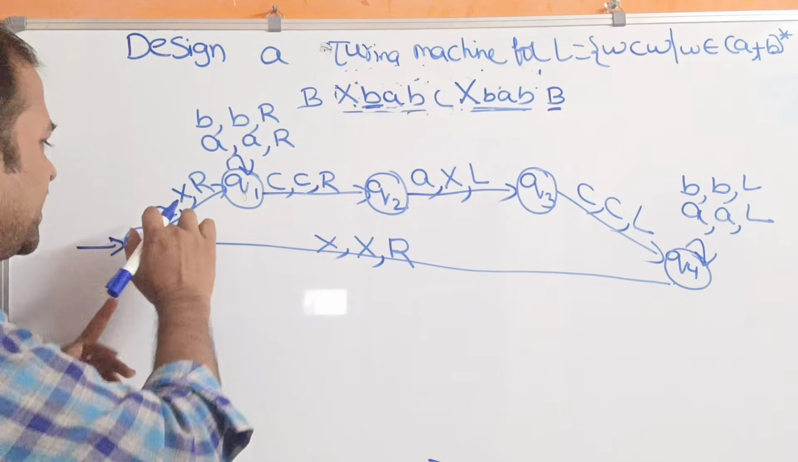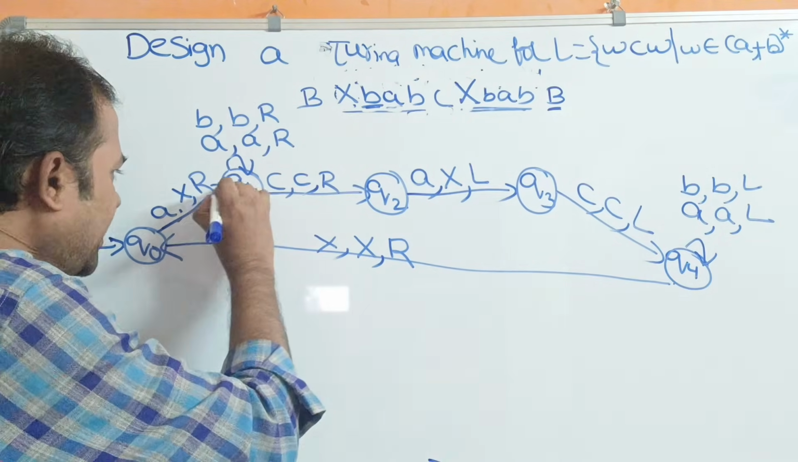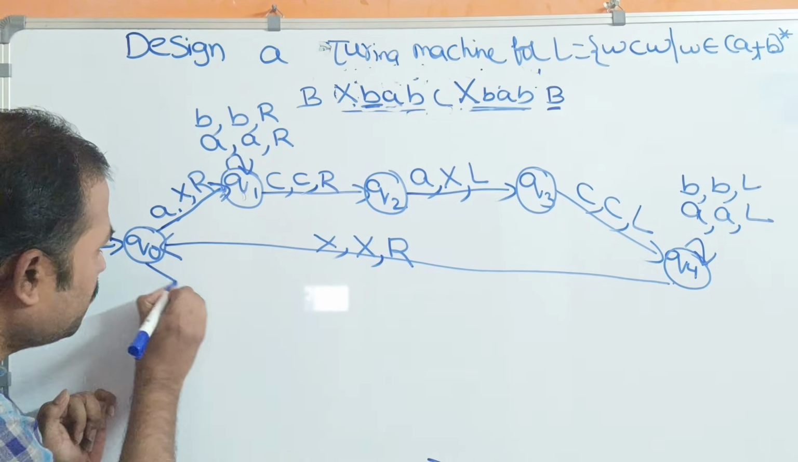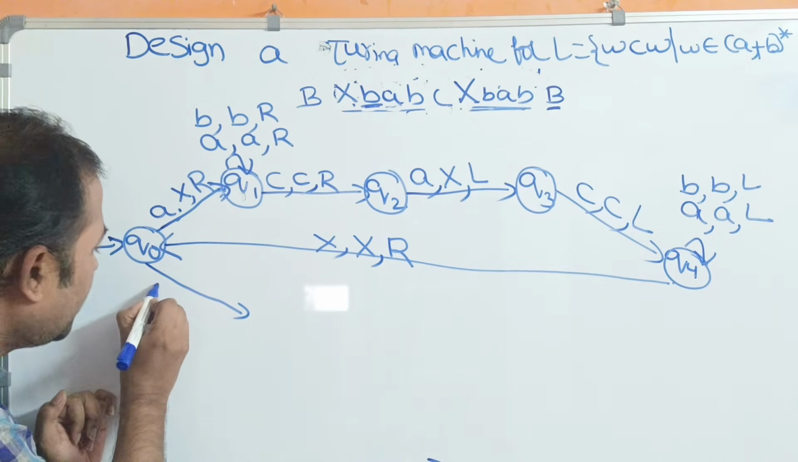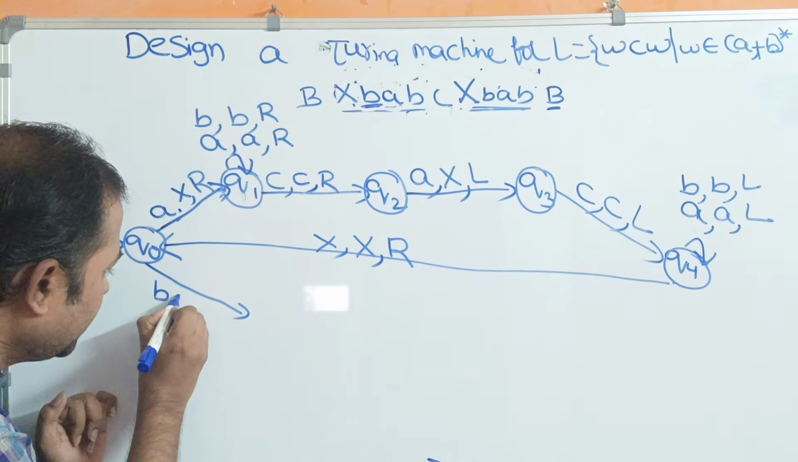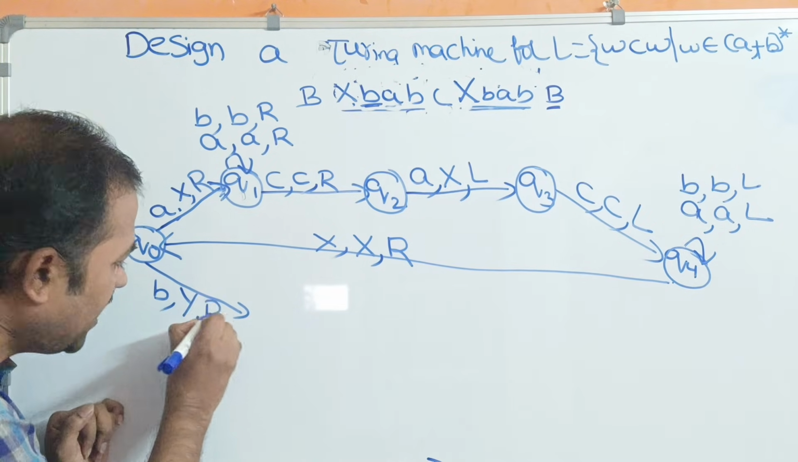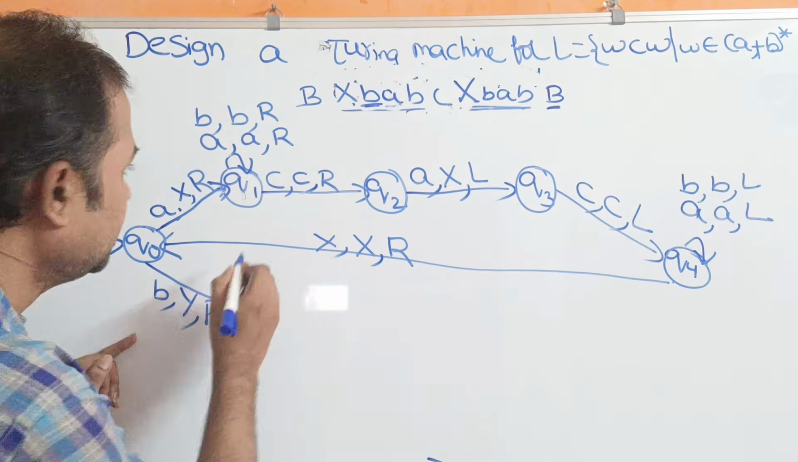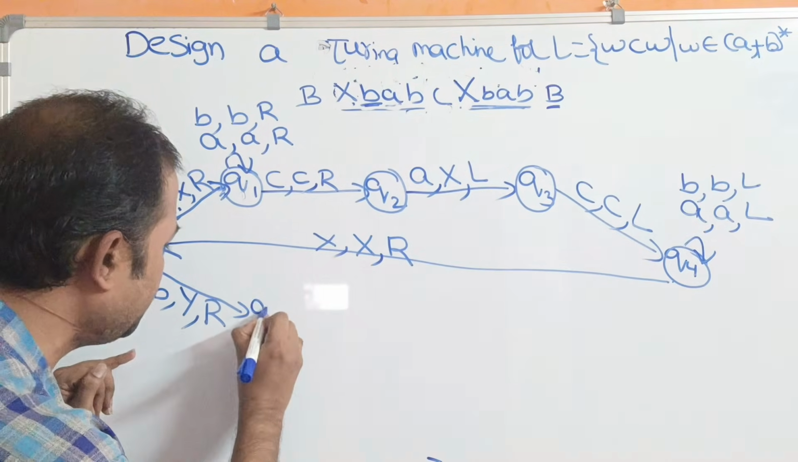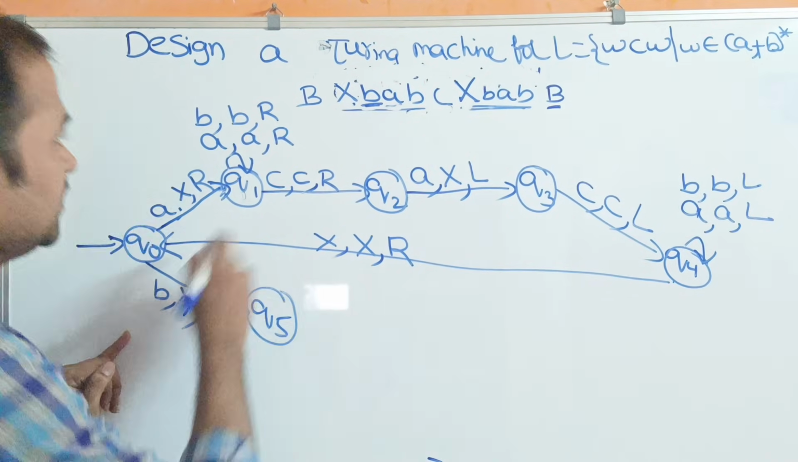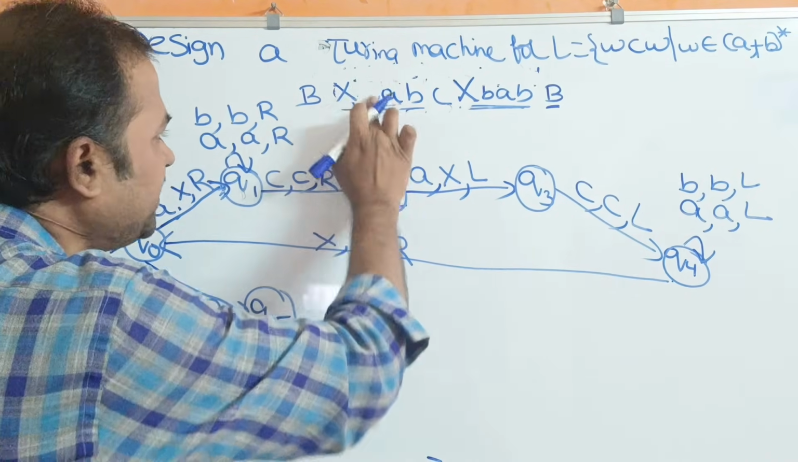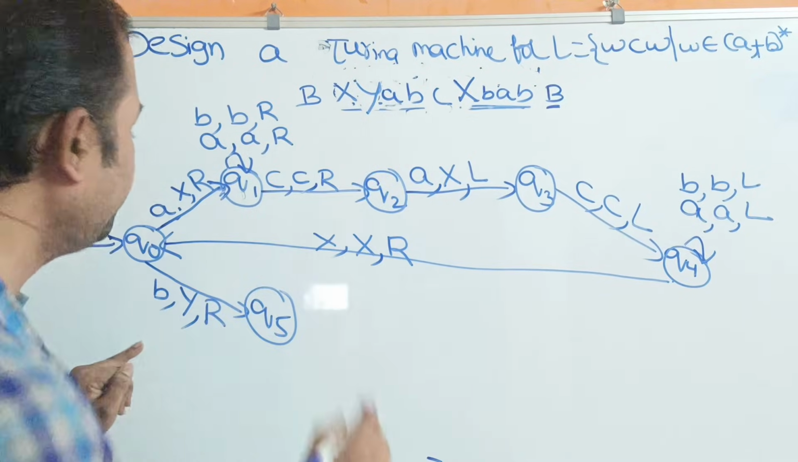Here for A we have a transition. Likewise, for B we need to write one more transition. On Q0, if the input is B, then we have to replace B by Y and move the head towards the right. So what is the state number now? Q5. So now this B will be replaced by Y.